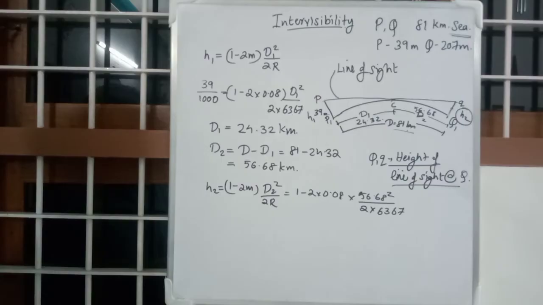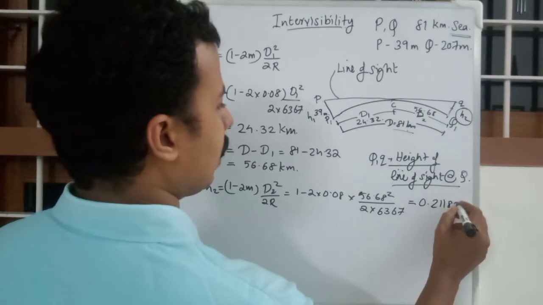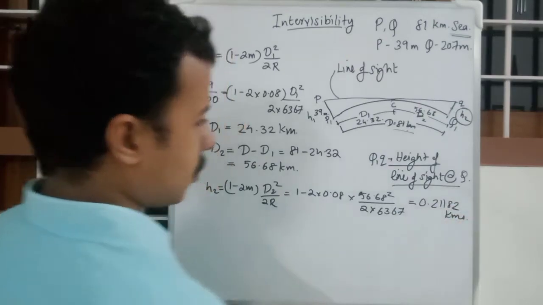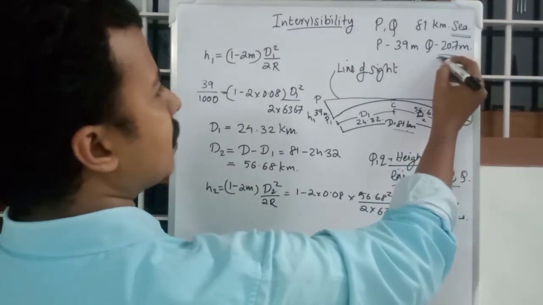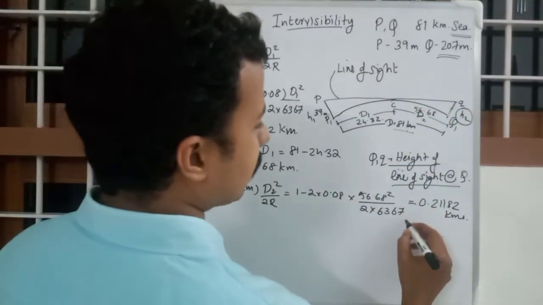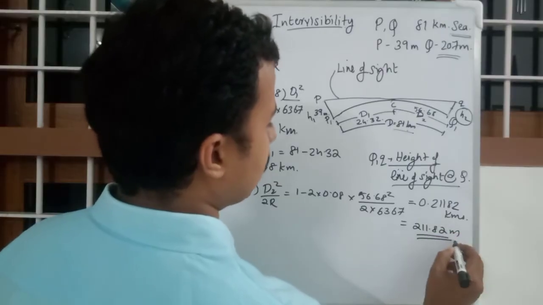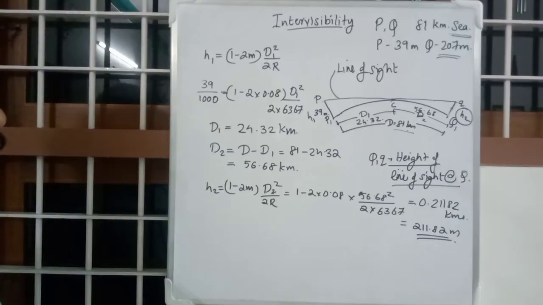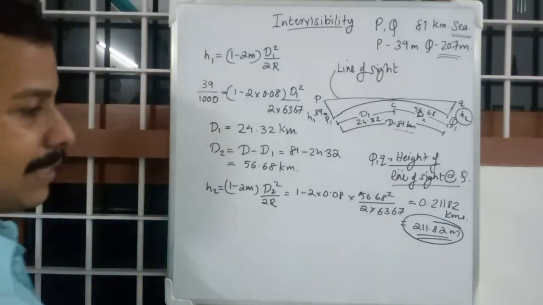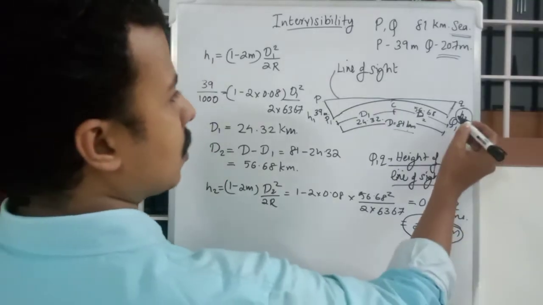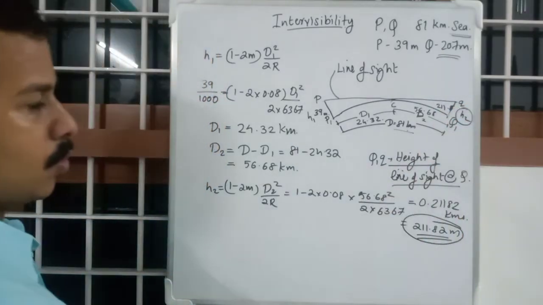Indicate it as 0.21182 kilometers. So h2 we get in kilometers, but we have to compare it with this value, so convert it into meters, that is 211.82 meters. Then this is the height of line of sight at Q, that is 211.8 meters. Q1.